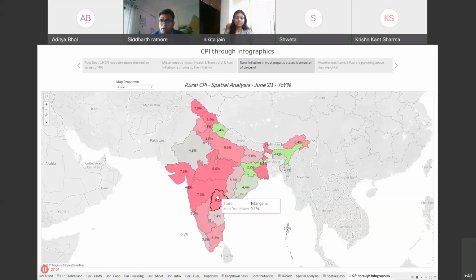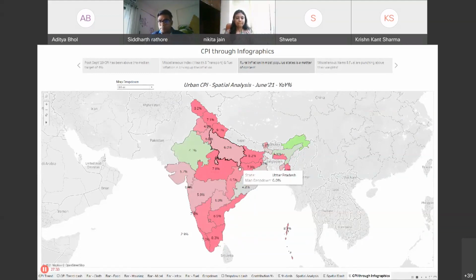Although I must mention the caveat that when we compare May 2021's print with June 2021's print, we see that rural inflation has gone down a little bit. Still, I would say this is a matter of concern, whereby one of the policy objectives would be how do we put more money into the hands of people to compensate for this excessive inflation. And we can also see the urban inflation here. So this drop-down gives a projection of how inflation is moving across spatial aspects.